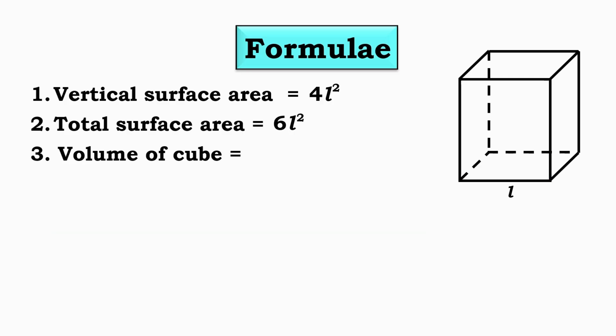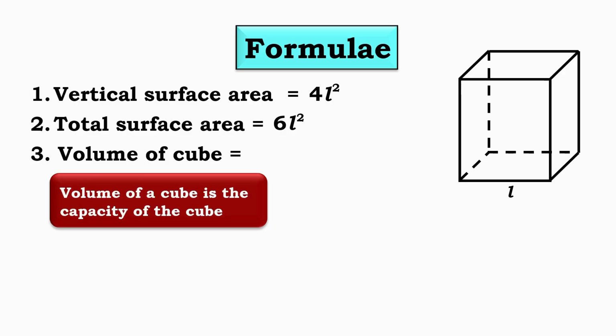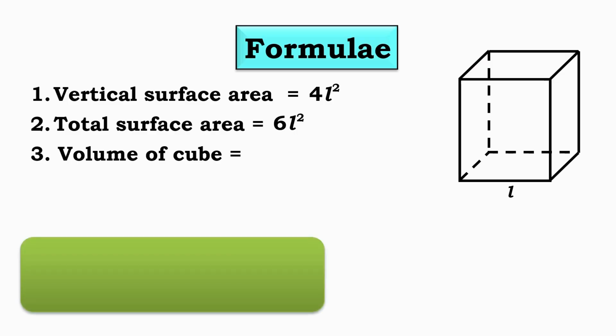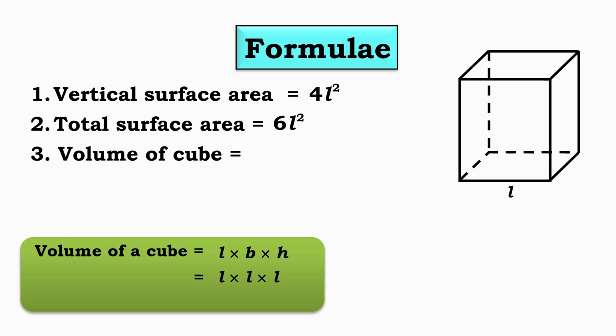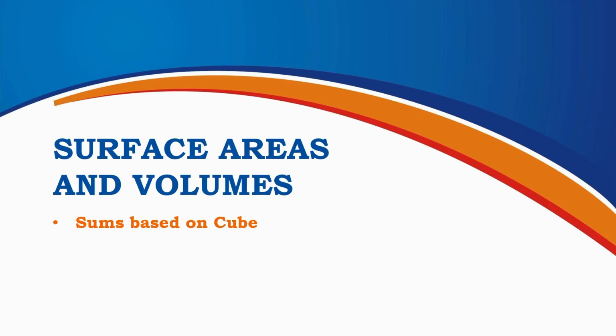Now coming to the volume of a cube. Volume means the capacity. So the volume of the cube is the capacity of the cube. Earlier we learned about the volume of the cuboid, that is L into B into H. But for a cube, L, B and H are all the same, right? So instead of LBH, we will write L into L into L, that is L to the power 3 or L cube. So the volume of the cube will be L cube.